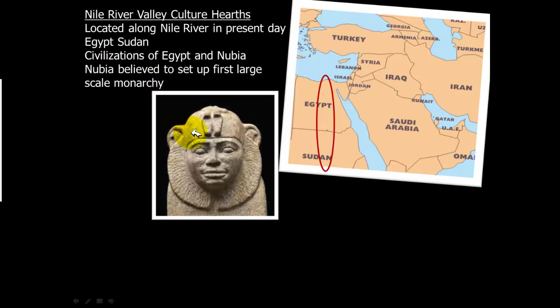So this picture is a representation of Nubia and Egypt, very similar culturally because they were right next to one another. This picture represents one of the Nubian monarchy, a Nubian pharaoh. It's not the first Nubian pharaoh, but one of the later Nubian pharaohs, which is represented by this illustration.